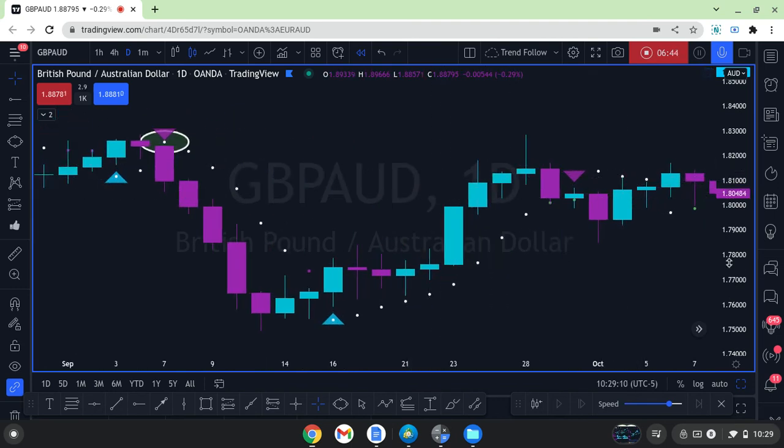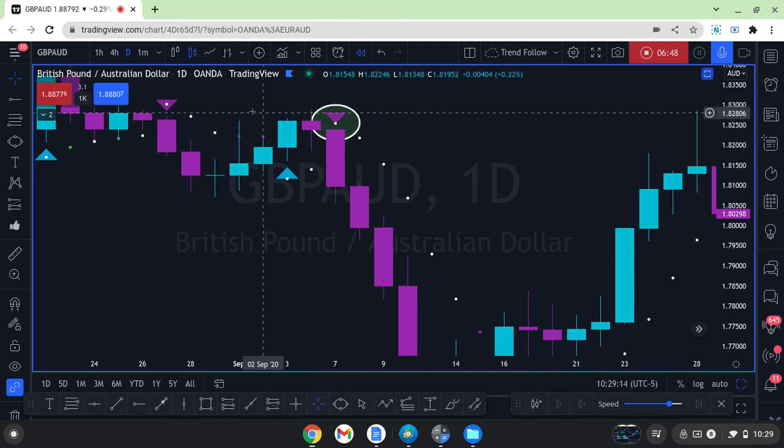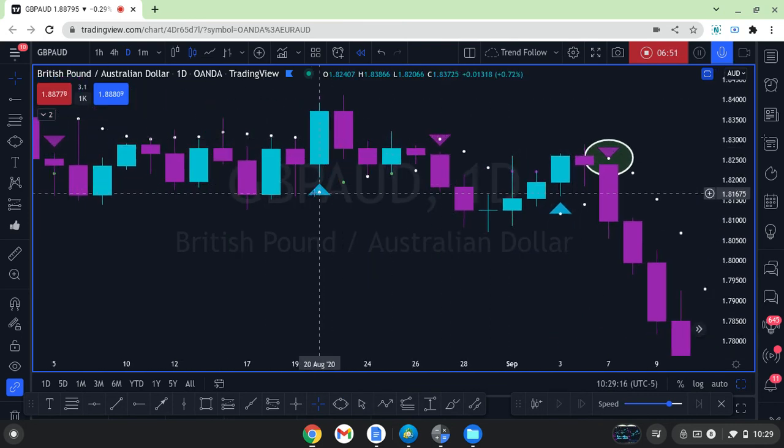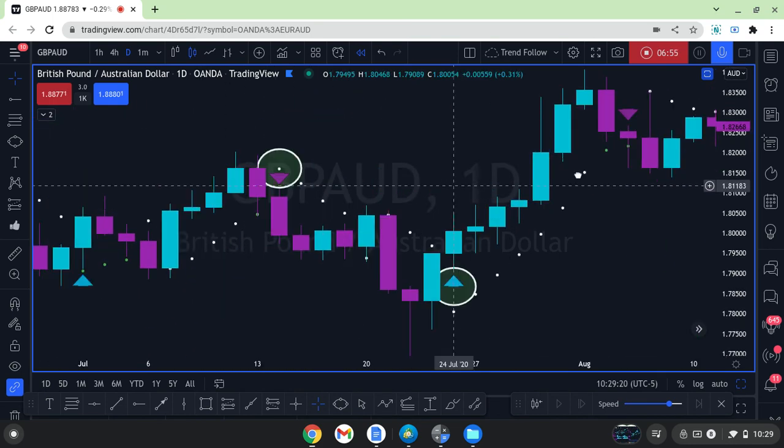But for the purpose of this video, it was to show you that before you actually take this as a serious valid signal, or even before you enter, make sure the dot is on the right side of the trade and you'll have more success.